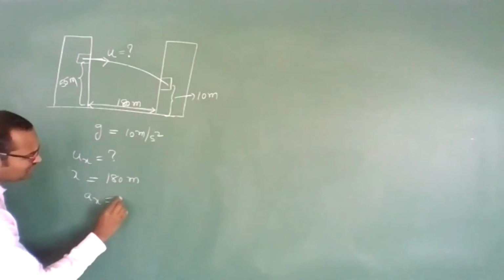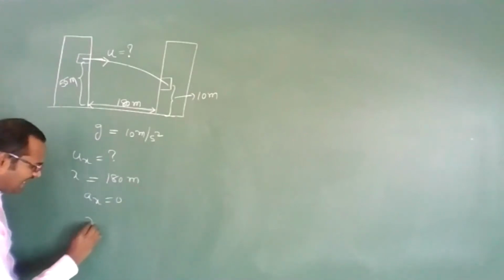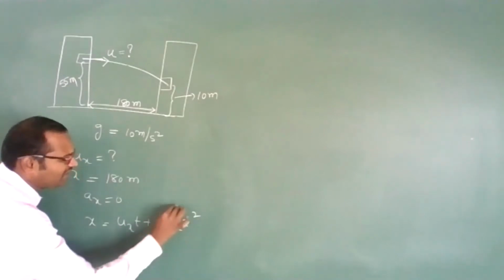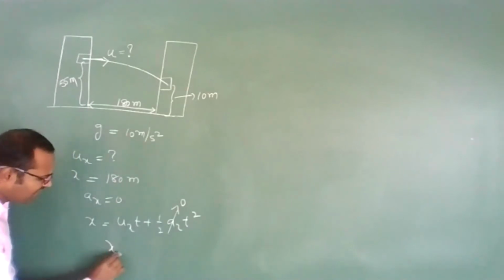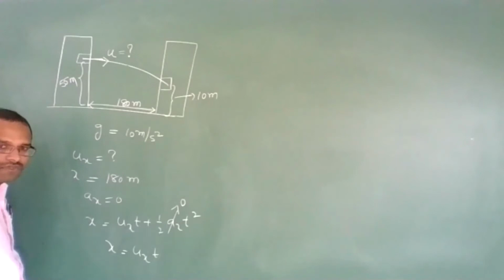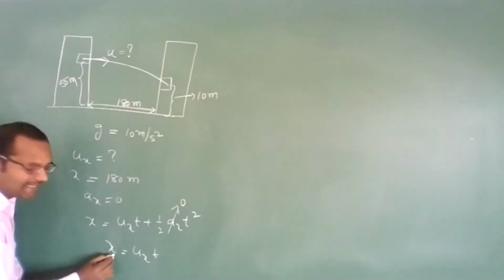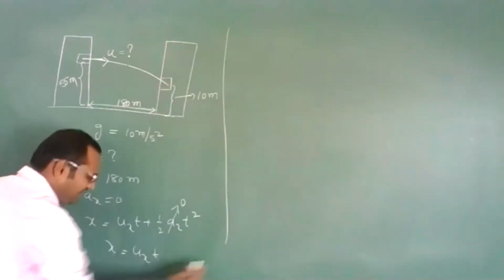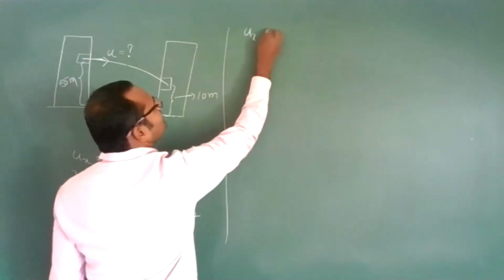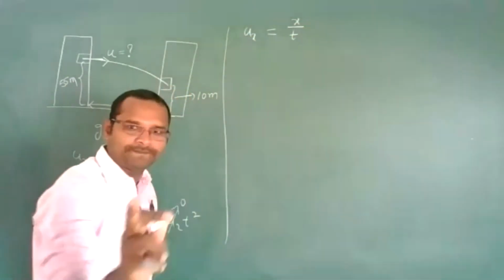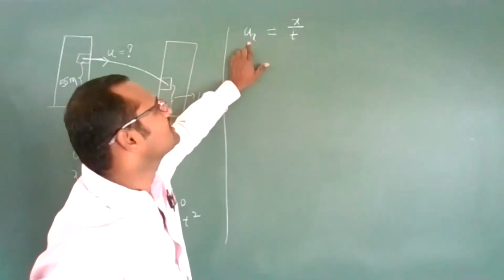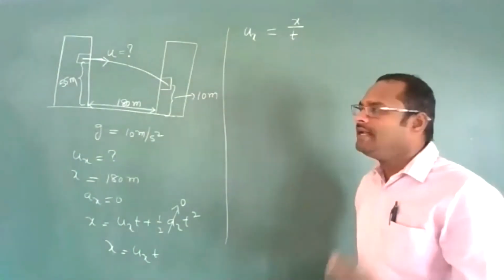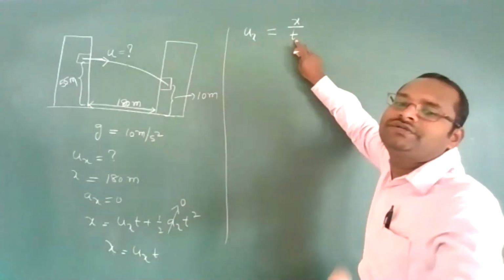But as horizontal acceleration is 0, we know that x is equal to uxt plus half axt square. However, ax is 0. That means we have x is equal to ux into t. We know x. We need to find ux. We don't know t. So for finding ux, we need to find time. Once you get time, we can find ux because the x value is given. Did you understand this point? Okay. So our aim is first we need to find time.